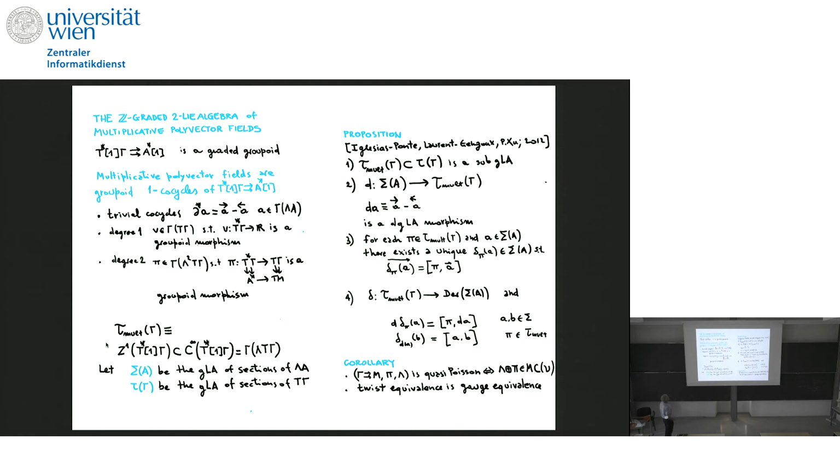Okay, then what do we have? Let me call it tau multiplicative of gamma. So far it's just a vector subspace of polyvector fields over gamma. Actually, it is more. This is a graded Lie algebra with the Schouten bracket. This happens to be a subalgebra. I anticipate this result, but this is a subalgebra of the full algebra of polyvector fields with the Schouten bracket.